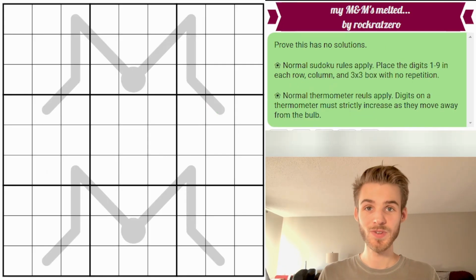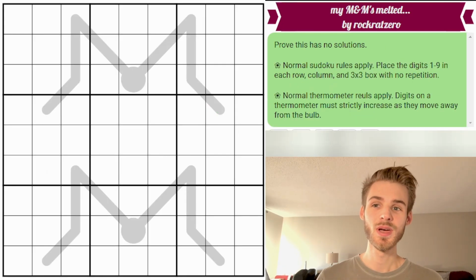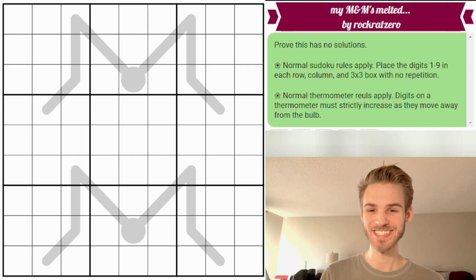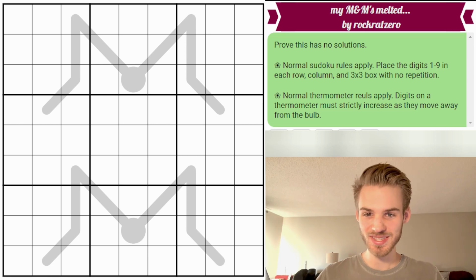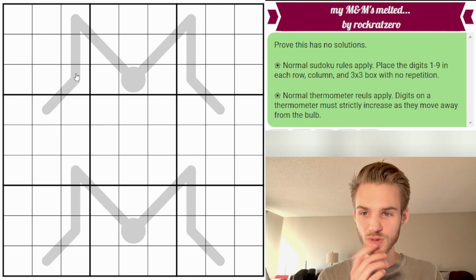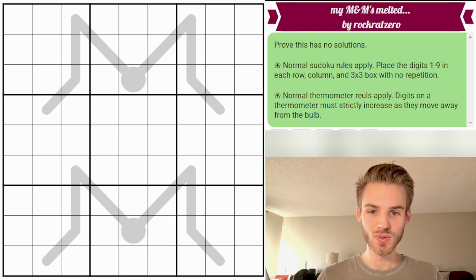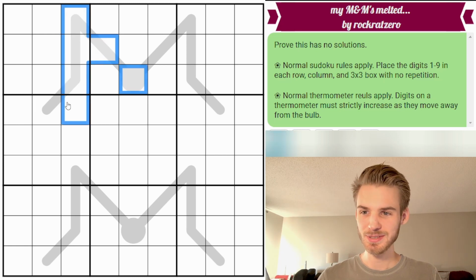All right, moving on to Rockratzero's Thermo no solutions, or as he calls it, my M&M's melted, which is a cute name for what's in the grid here. M and M is in the grid. So we have normal Sudoku rules, of course, and normal thermometer rules apply. I'm guessing that's rules in Spanish.